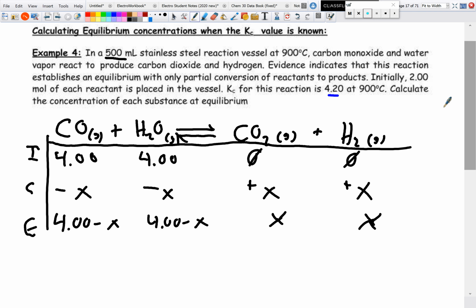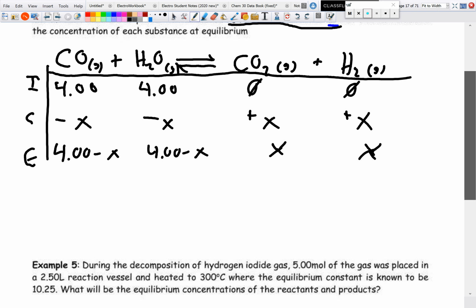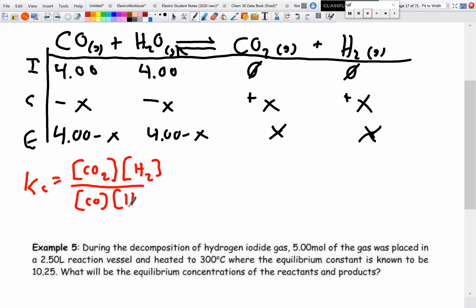Now we will notice from here, all we're given is just the equilibrium constant for the reaction is 4.20. That is it. We don't have anything about equilibrium concentrations, only the equilibrium constant. So what that means is that when we start evaluating, we are going to have to try to solve for x some way or another. So when we fill out our equilibrium law, it's going to look something like this. And when we plug in our values, we get x, x.